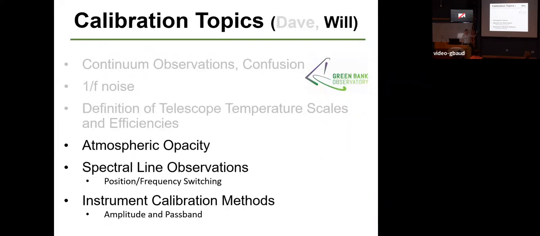So we're going to use some of those temperature scales through this talk too, but we're mostly talking about atmospheric opacity, spectral line observations, frequency versus position switching, like we already got into a little bit, and then some on instrument calibration.